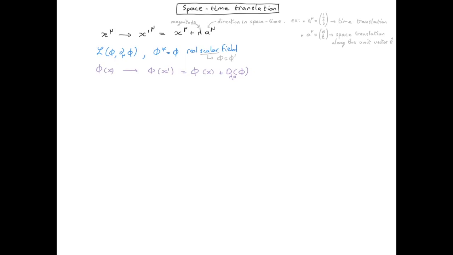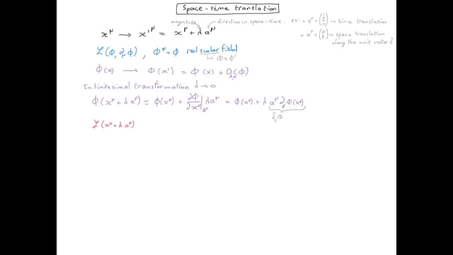Therefore, we need to connect phi of x with phi of x dash, and we need to do that in the case of an infinitesimal space-time translation. So we need to Taylor expand and just keep the first order in lambda. So this is our delta S of phi. And we now do the same thing for the Lagrangian.